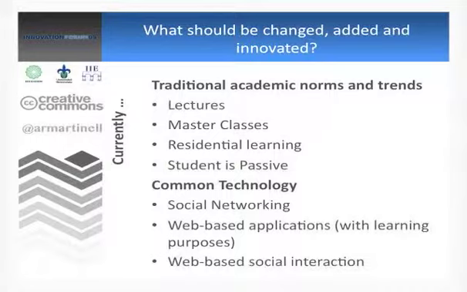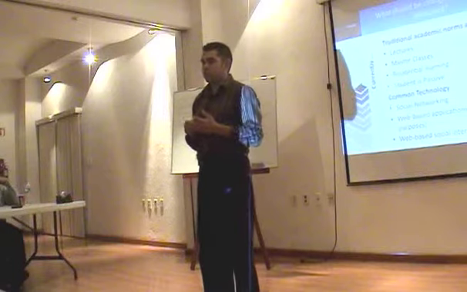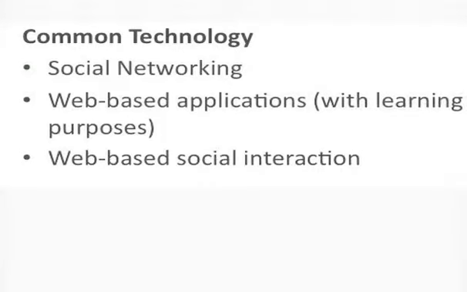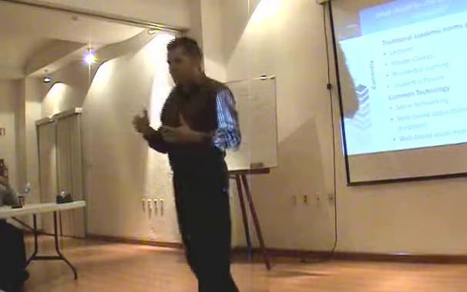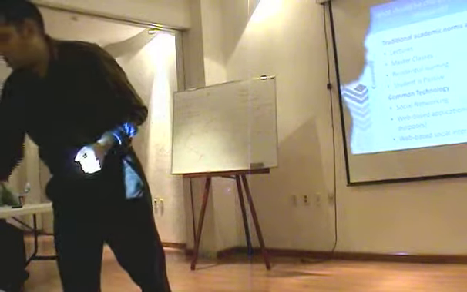Currently, the traditional academic norms and trends are, well, we go to lectures, we go to master classes, residential learning basically is what rules in universities. The common technology that students in university use is, well, social networking, web-based applications with learning purposes, and web-based social interaction. Universities use it, students use it, but we need to change some things in the way we are using both.